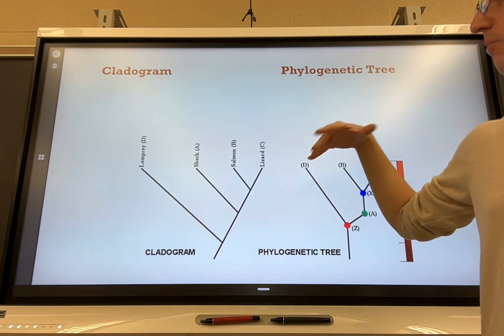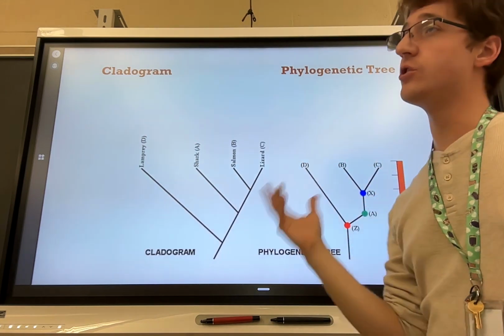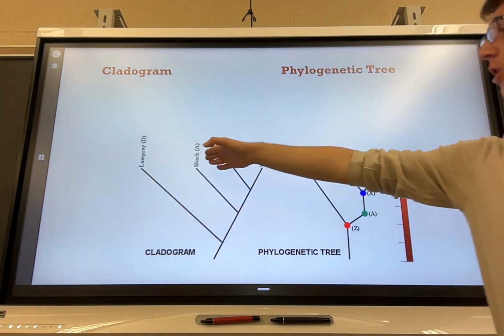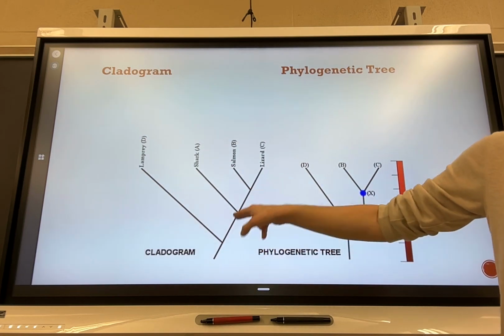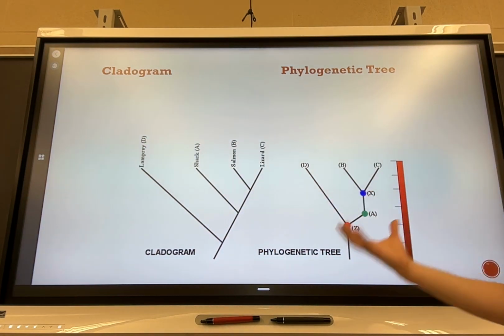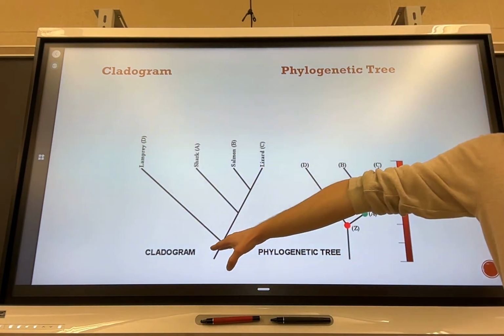We're focused on, I believe, jaw shape. Lampreys were one of the first organisms to develop jaws, and over time sharks got them, salmon got them, lizards got them, and each of these points, similar to our phylogenetic trees, show common ancestry. So you can trace it back to a common ancestor down here.